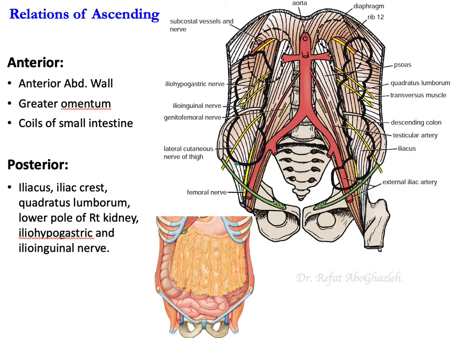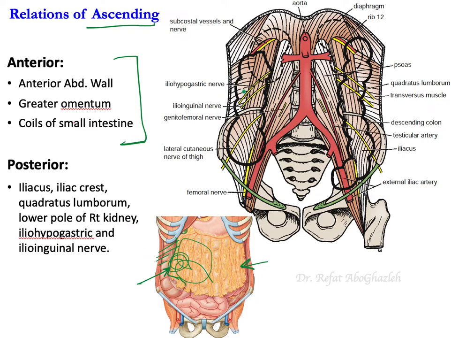Anyway, what's the relation of the ascending colon? Just keep in mind that the descending colon is a mirror of the ascending colon and cecum. But anyway, back to the ascending colon and its anterior and posterior relations. Anteriorly, it's related to the anterior abdominal wall. And you see here the greater omentum that descends like an apron. And of course, coils of small intestine. That's very simple.